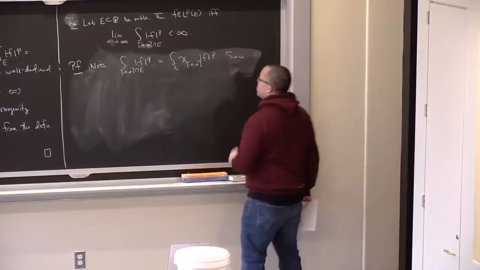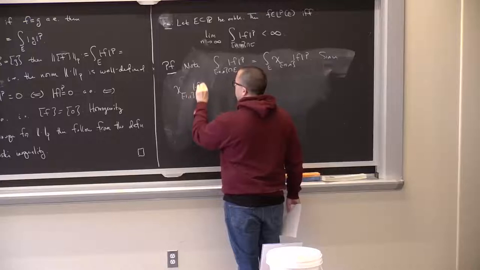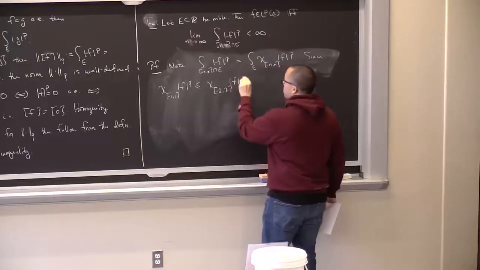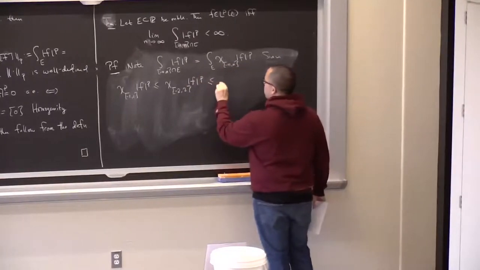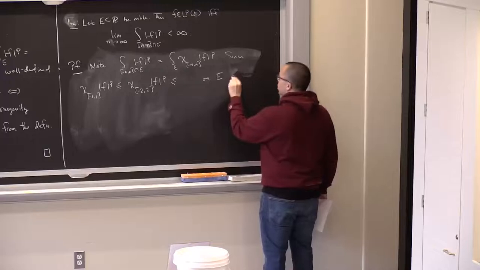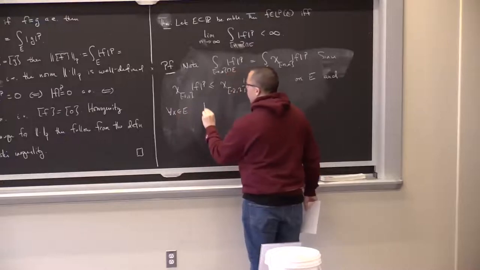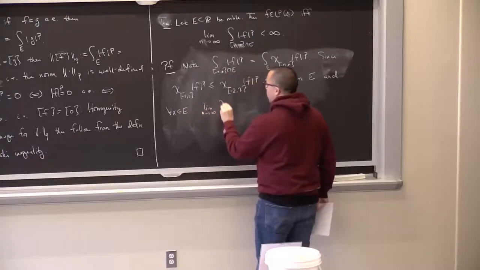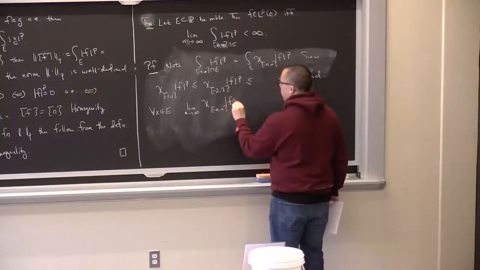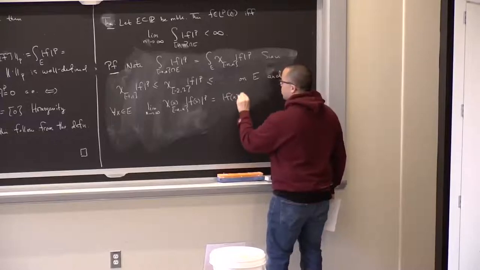So since this is a sequence that is pointwise increasing, and for all x in E, we have the limit as n goes to infinity of chi of [-n, n] times f of x raised to the p equals f of x raised to the p.